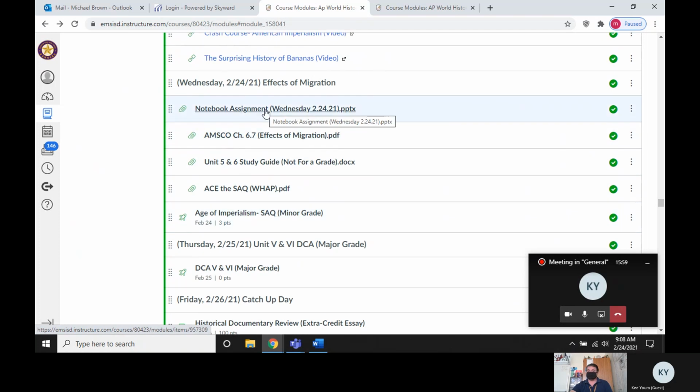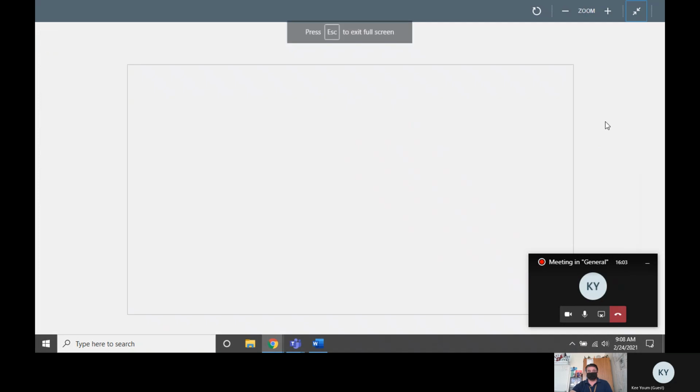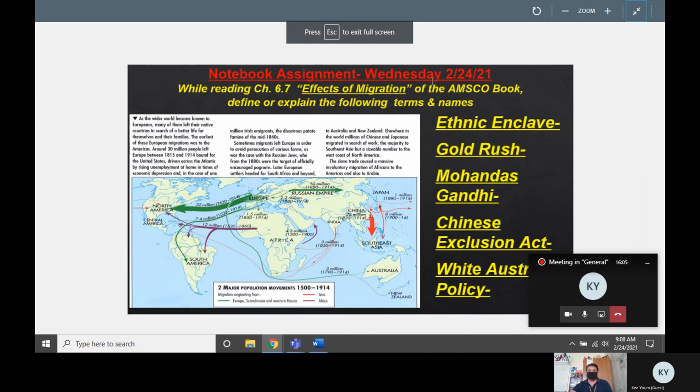Then you've got your notebook assignment. Little bit of reading, not much. We're going to be using the new AMSCO book, chapter 6.7. We're just talking about the effects of migration. Again, during this time period, 1800s, early 1900s, people are moving from all over the world. And believe it or not, that is highly connected to both industrialization and that phenomenon we've talked about of imperialism.